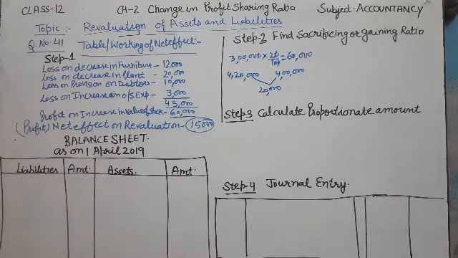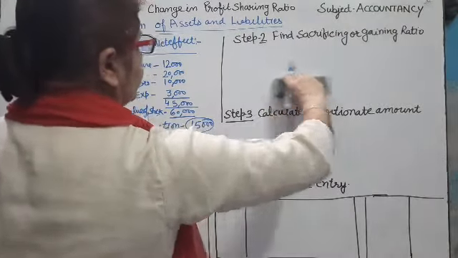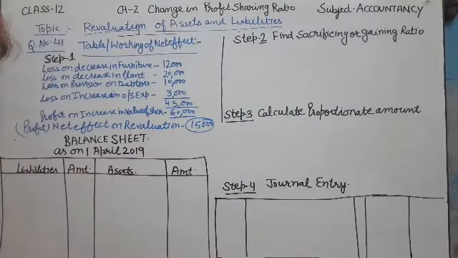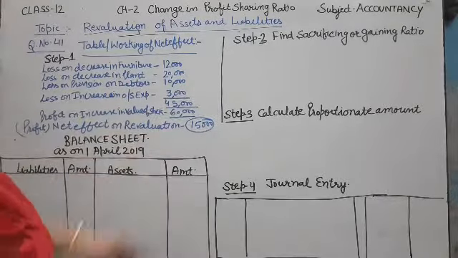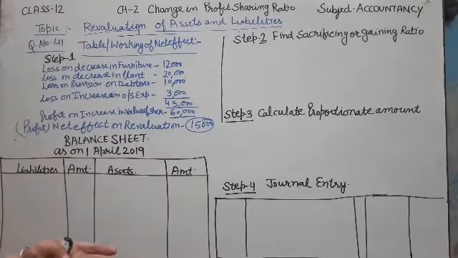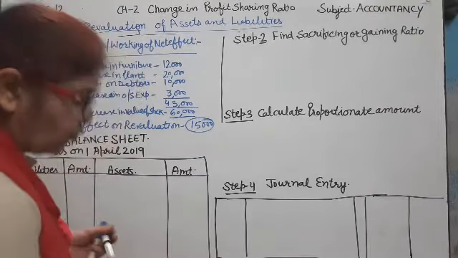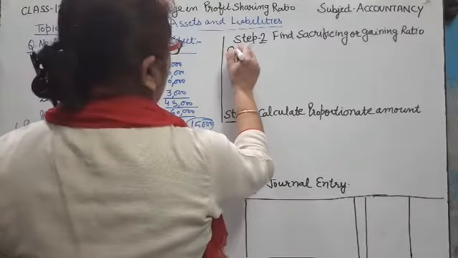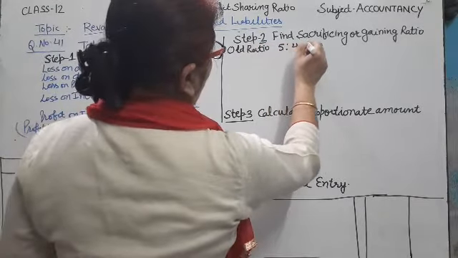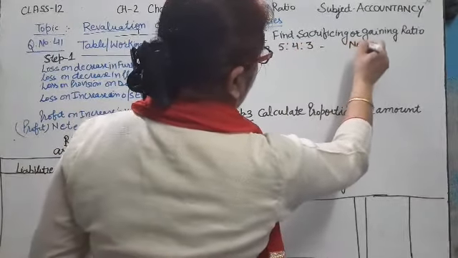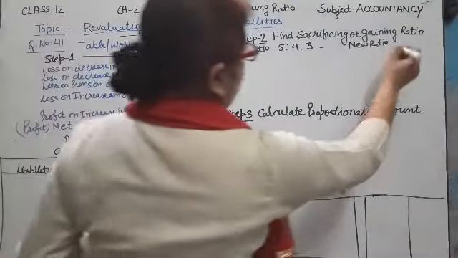Clear? And after that, in this question, it is given that they don't want to distribute the journal reserve. And our second step is to find the sacrificing ratio or gaining ratio. And in this question, the old ratio is 5:4:3, and the new ratio is 4:3:2.